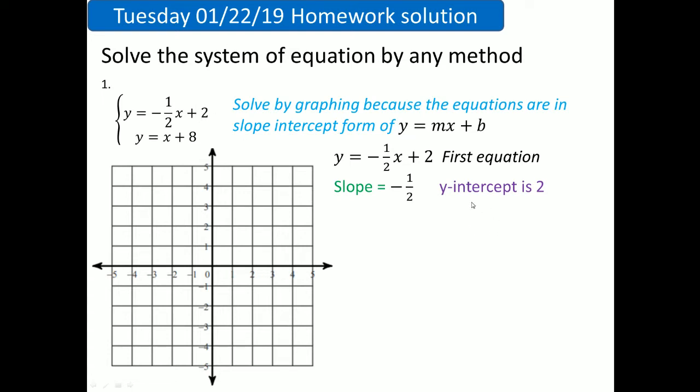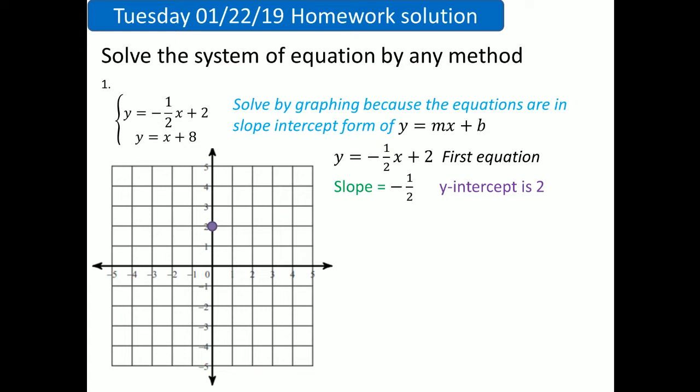So we start at the y-intercept. You're going to see a dot at the y-intercept. Here's the 2. It's on the y. The y is the vertical line here. Now, the first step is to make a dot at the y-intercept, which is 2. Then we move based on the slope. The slope here is negative 1/2.